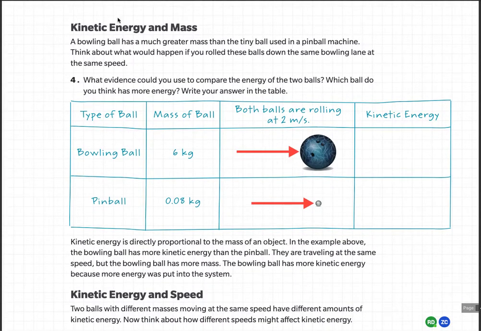One of the keys with kinetic energy is that here we have two examples, and the important thing is that both balls are rolling at 2 meters a second. So both are rolling at the exact same speed, but obviously the bowling ball has much more mass than the pinball. So the bowling ball has more kinetic energy because there's essentially more that's moving at the same speed. Since they're both moving the same, the thing that has more mass also has more energy.